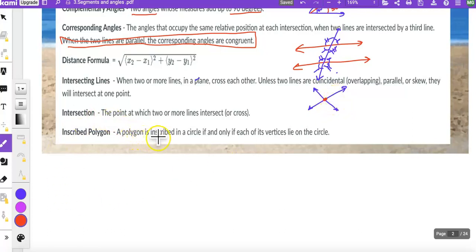Inscribed polygon. A polygon is inscribed in a circle if and only if each of its vertices lies on the circle. So if it is a circle over here and I have a polygon, let's draw a triangle. So this triangle is having this vertex and this vertex. All of them are touching the circumference of the circle. So we will call this polygon an inscribed polygon.